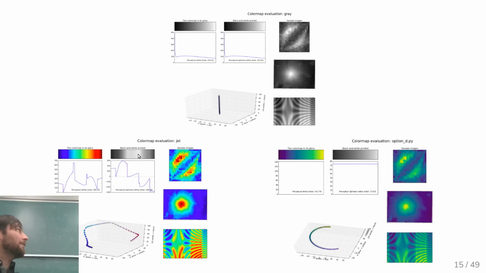So never ever use Jet or a similar color map. Always use perceptually uniform color maps if you want to show continuous quantities. If you want to show categorical quantities or discrete quantities, this one is maybe not the best, because it's all blue and green, and so there could be more contrast in there if you used more colors.